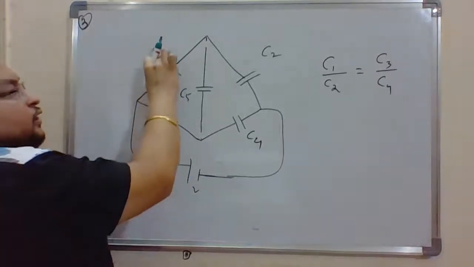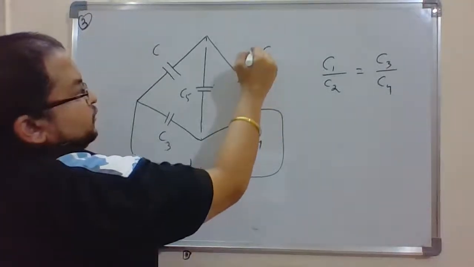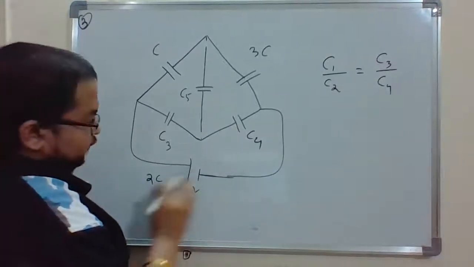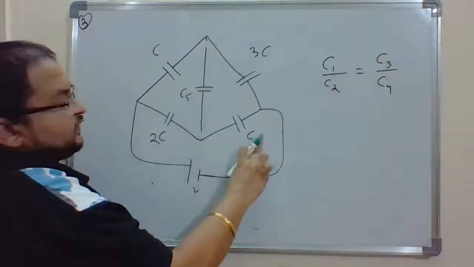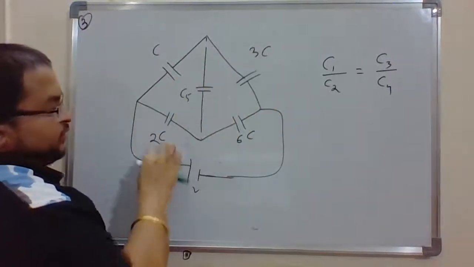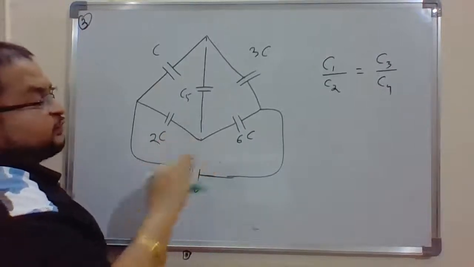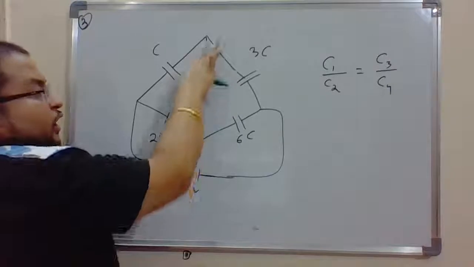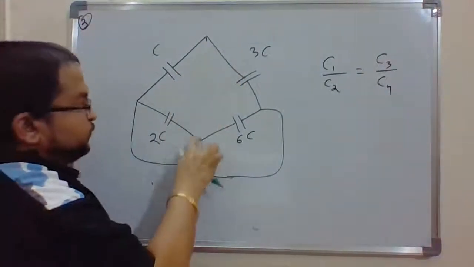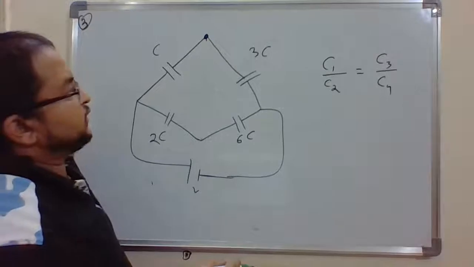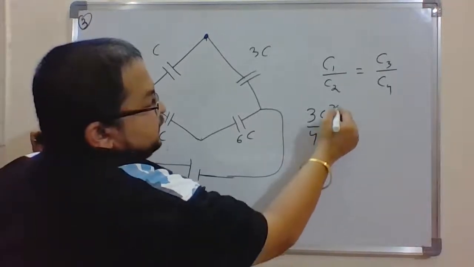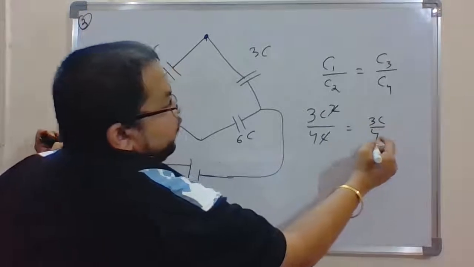Okay, so for example, suppose this is C, this is 3C, and this is 2C, oh sorry, this is 2C, and this is 6C, right? So this by this is 1 by 3, this by this is also 1 by 3. So obviously it's a balanced Wheatstone bridge. So in that scenario, I can remove the central limb. If I remove it, now these two are in series because this is the junction point and there is no disturbance. So obviously this will be 3C squared by 4C. So C gets cancelled. This is 3C by 4.